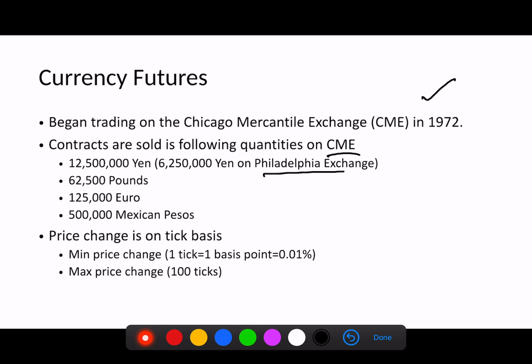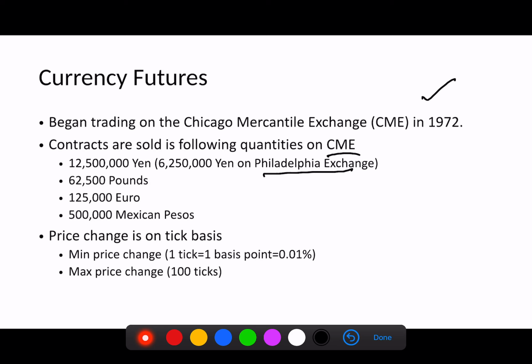On the Philadelphia exchange, the standardized size of the contract is different. For example, for the yen, each contract will cover 6,250,000 units of the Japanese yen. So depending on the exchange, the contract size can be different. The minimum price change is on a tick basis. One tick means that if there is a change in the price of the contract, it will change by one tick, and the maximum change is 1%, which is also 100 ticks, and it cannot be more than that.